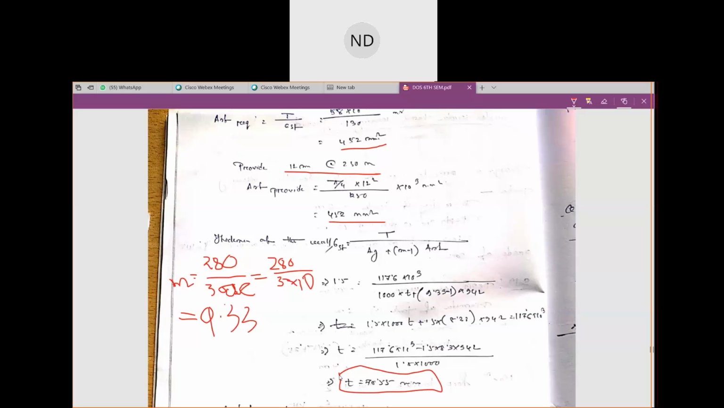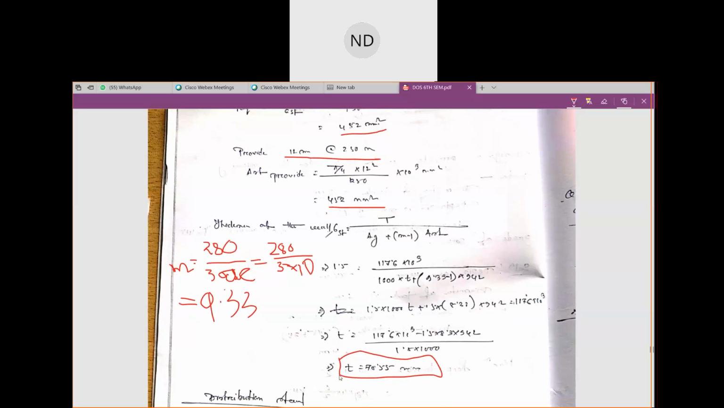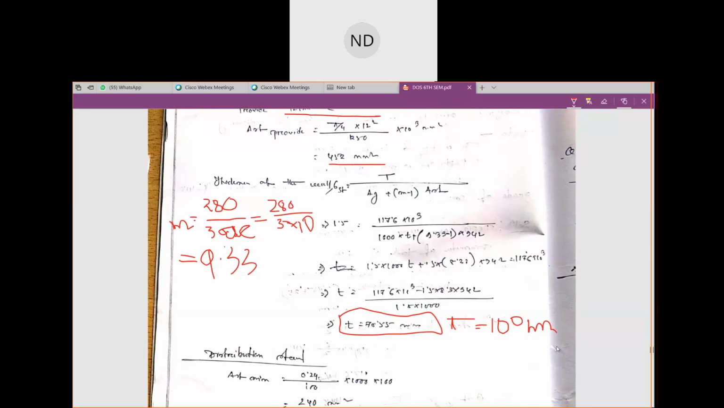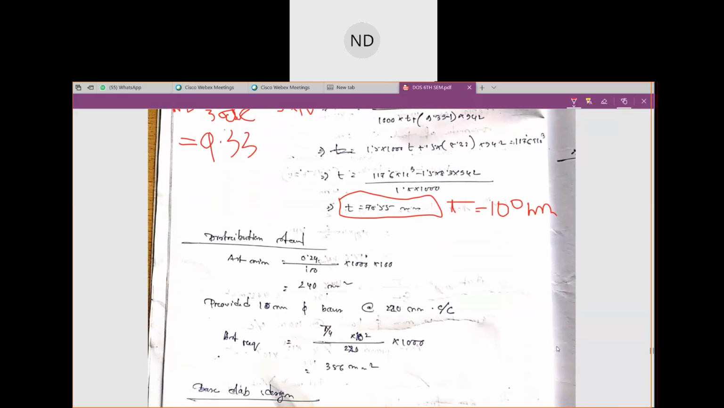Okay. So we can provide the thickness to be 100 mm. We got 70.5 mm, so we will take somewhat more, so 100 mm. Okay. Now after knowing the thickness, we can provide the distribution steel reinforcement.